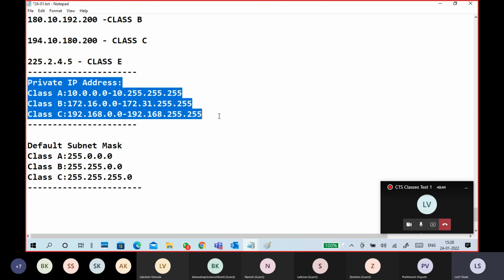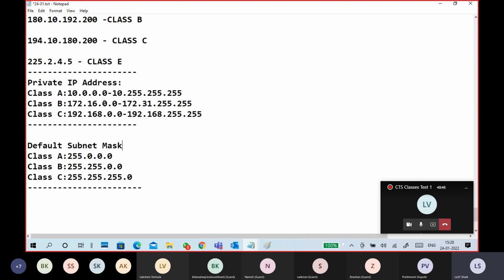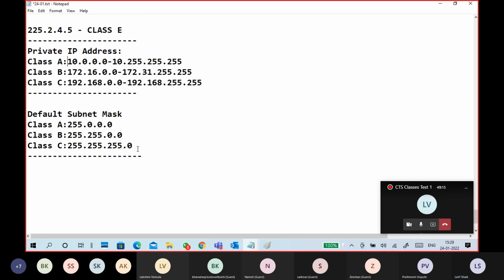Next, these are the private IP address ranges given by IANA. If you use any IP address within these ranges for your network, no problem, but it is in a private network only. You cannot communicate through the internet. Anyway, private and public IP addresses I will explain once we have gone through subnet masks and all that.